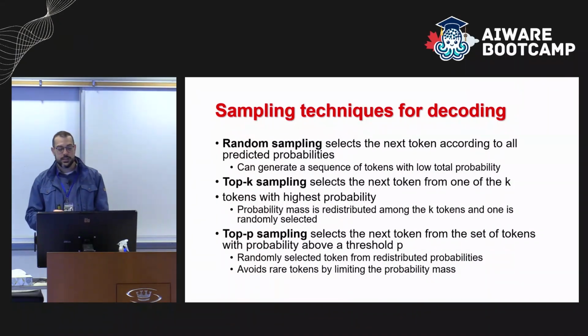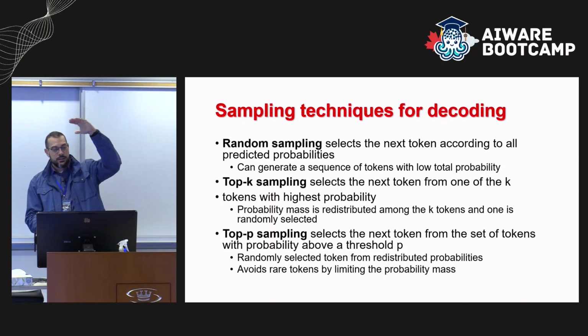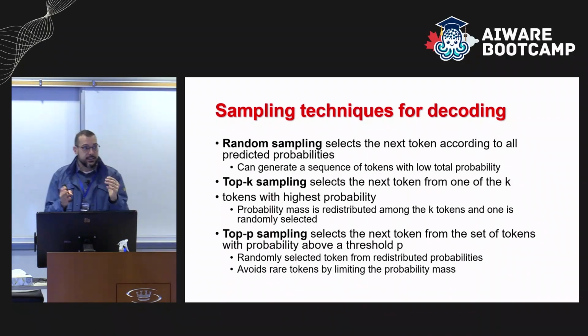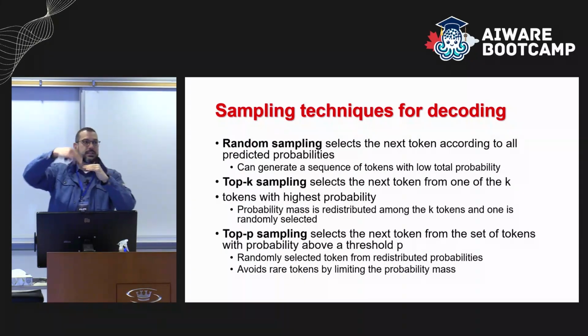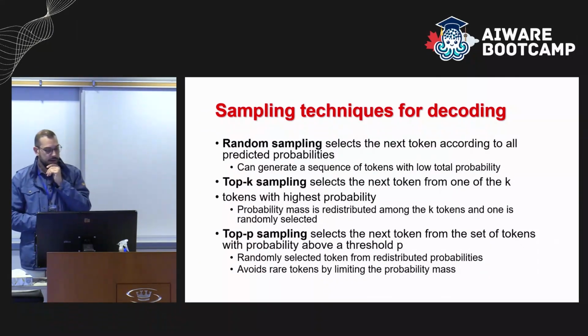So you can also do top K sampling, where you select the token from one of the K tokens with the highest probability. So you have all the tokens, and K is an integer, okay? Let's say 10. Then you're going to cut and select one of the 10 most likely tokens, all right?